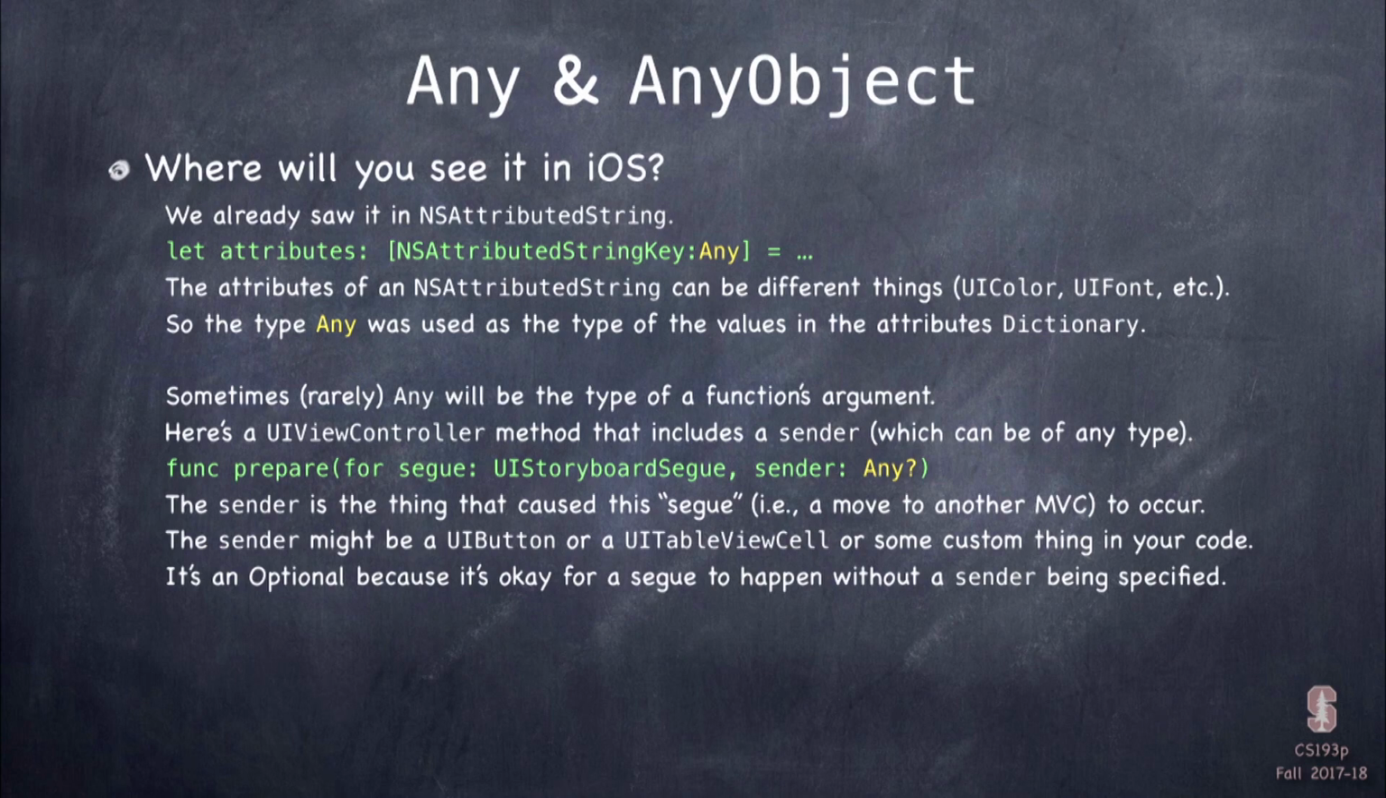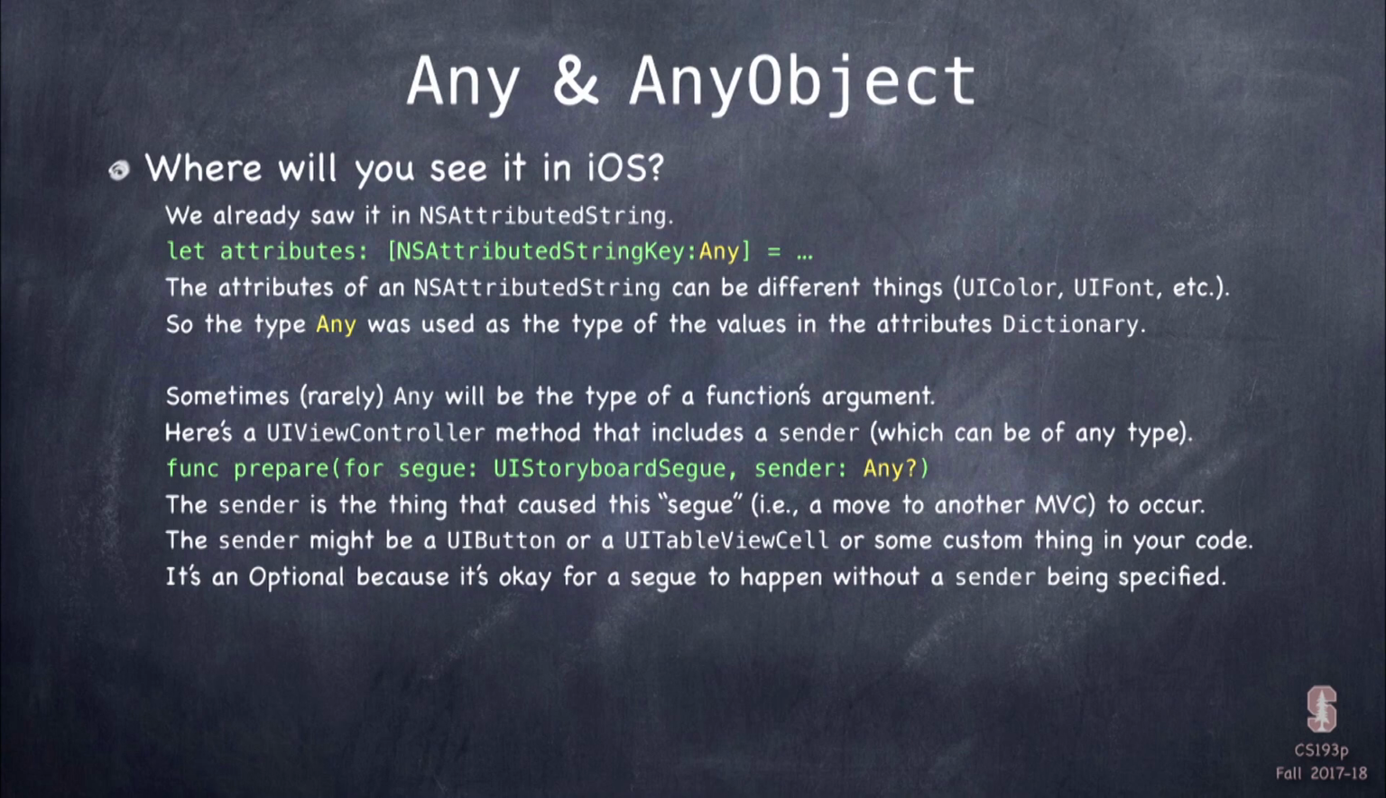And I talked about when we do MVCs and we have multiple MVCs and they own a whole screen. Well, we sometimes transition from one MVC together to another. And this prepare for segue, a segue is a transition from one MVC to the other. This gets called in a view controller when that transition happens. Well, one of the arguments to it there at the end is sender of type any, question mark, okay, an optional any. And that's basically what button caused this MVC transfer to a new MVC.